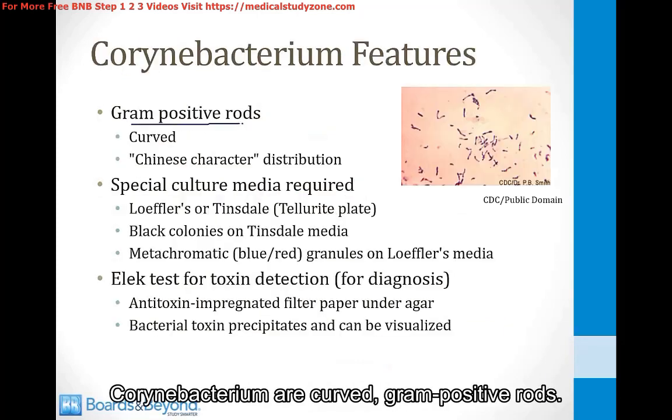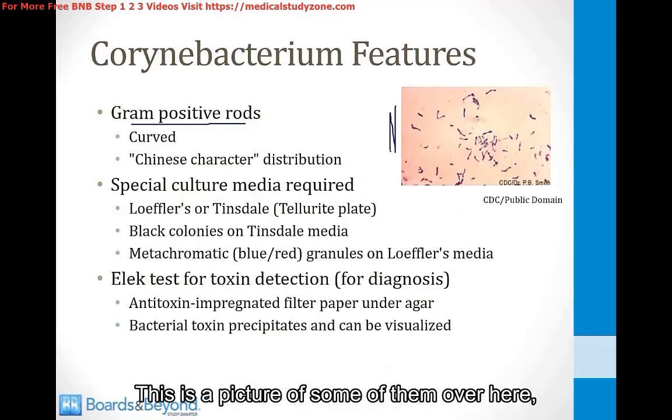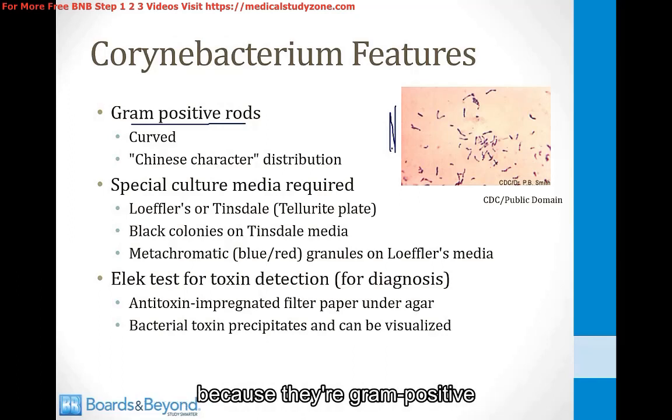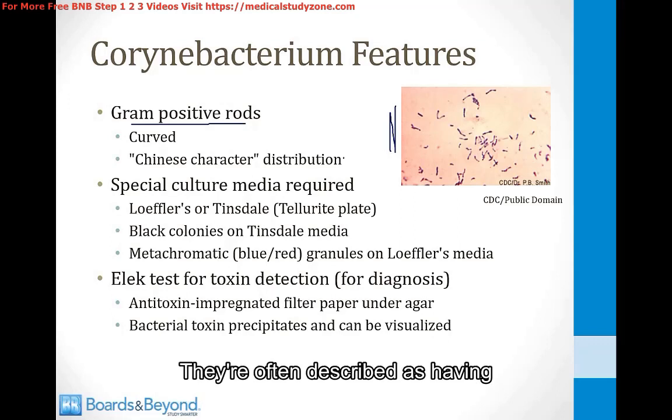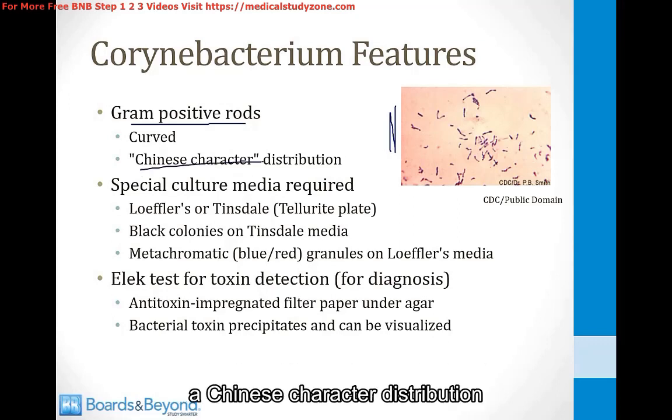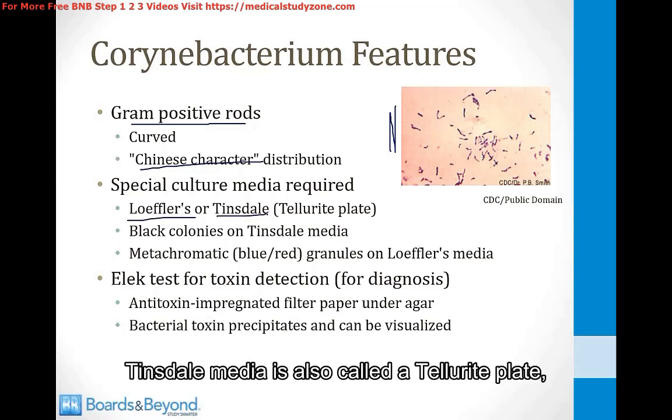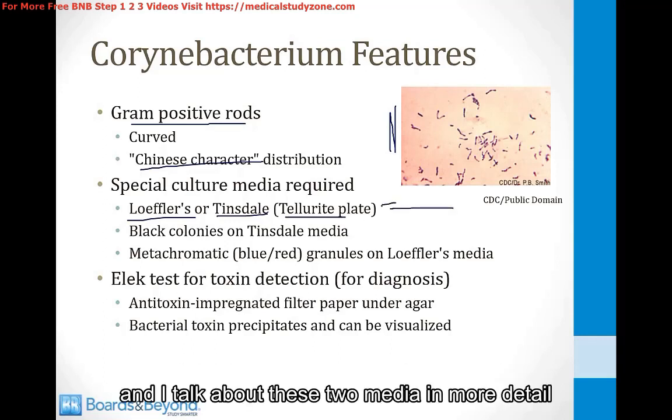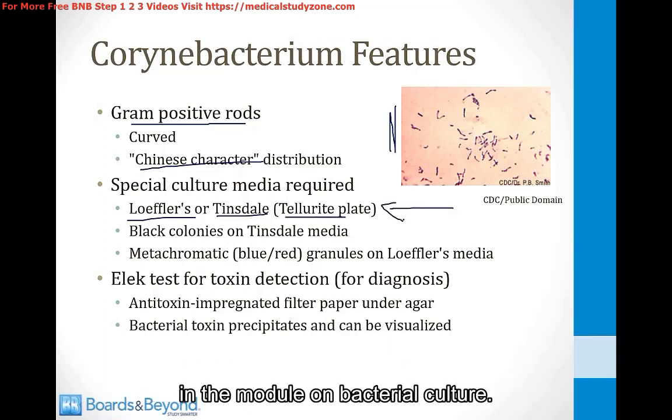Corynebacterium are curved gram-positive rods. This is a picture of some of them over here, and you can see that they are dark purple because they're gram-positive, and they look like small curved rods. They're often described as having a Chinese character distribution because the little purple rods look like Chinese letters sometimes. You have to use special culture media in order to identify Corynebacterium, and the two media that are used are Loeffler's media or Tinsdale media. Tinsdale media is also called a tellurite plate, and I talk about these two media in more detail in the module on bacterial culture.